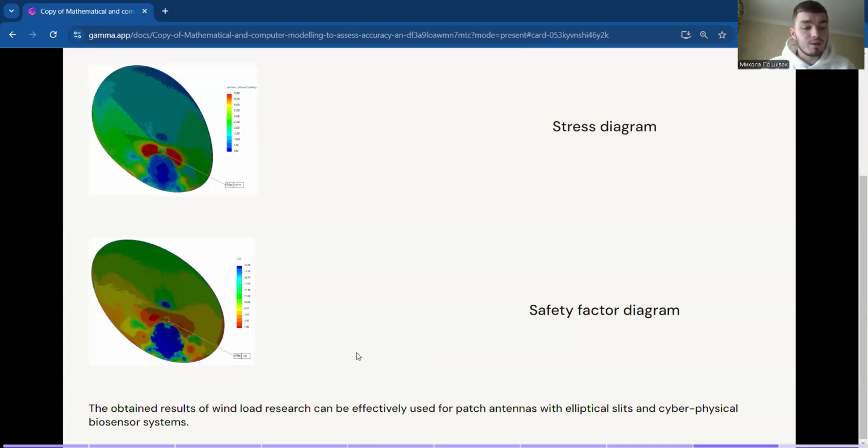And the obtained results of wind load research can be effectively used for patch antennas with elliptical slits and cyber-physical biosensor systems.